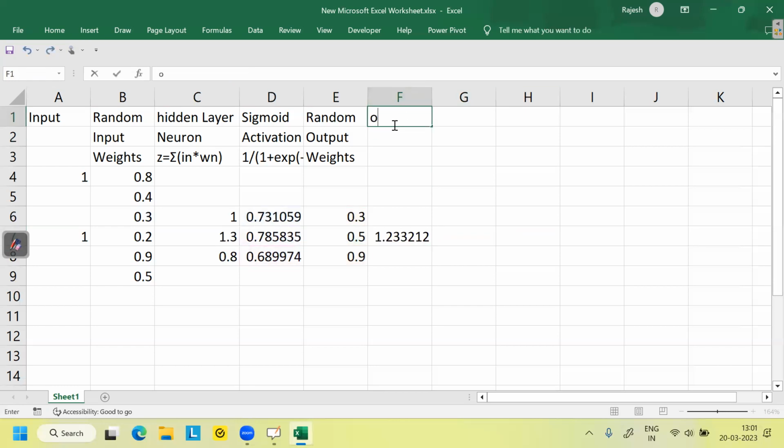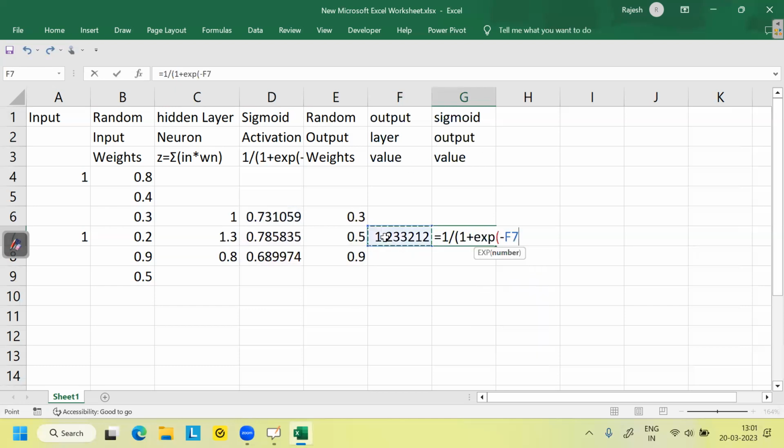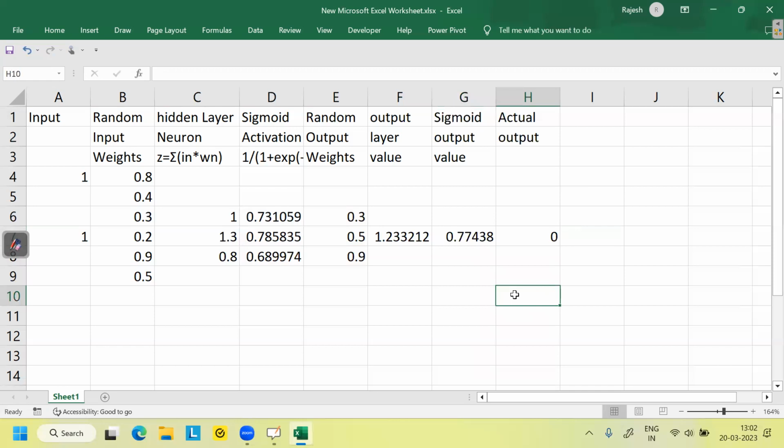This is your output value. Sigmoid output value: 1 divided by 1 plus exp minus z, which gives 0.7743. Actual output is 0.